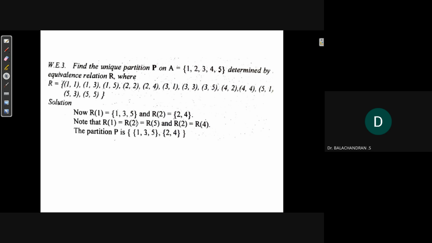R of 5. Here this should be R of 3, not R of 2. Now R of 1 is the same as R of 3, which is the same as R of 5. Remaining you have 2 and 4. 2 is related to 2 and 2 is related to 4, hence R of 2 is the same as R of 4. Totally 5 elements. These 3 are the same, and these 2 are the same. That's all. So the partition of P is {1, 3, 5} and {2, 4}.